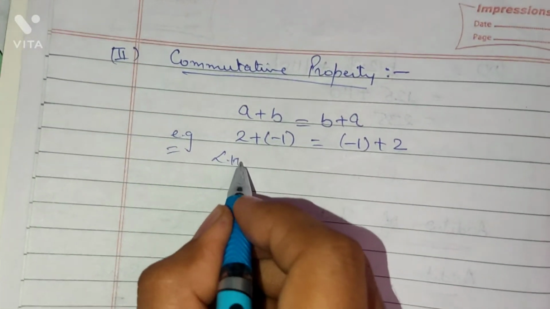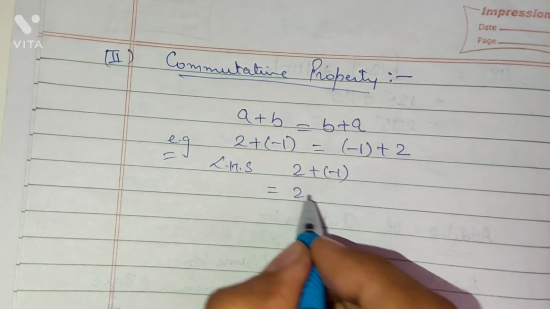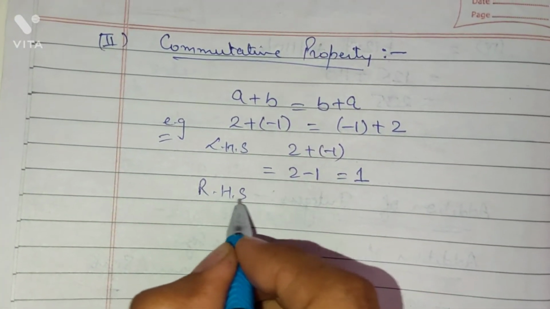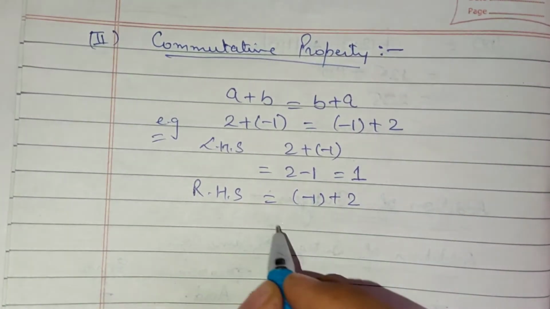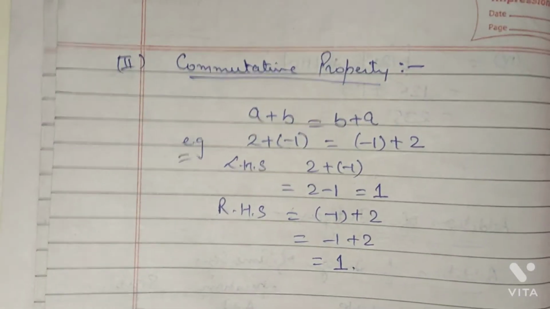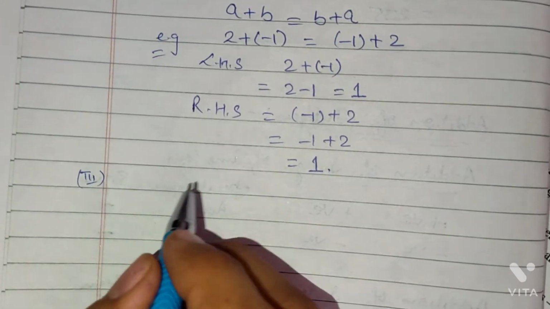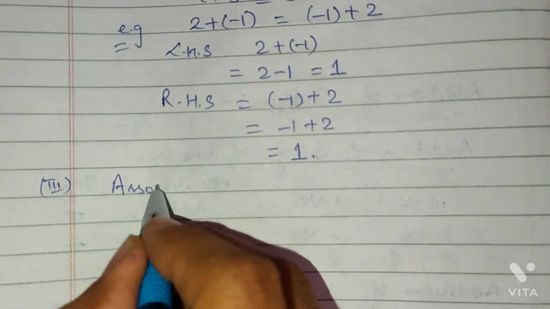I am taking an example, 2 plus minus 1, and again changing the order, minus 1 plus 2. In the left hand side the result is 1, in the right hand side the result is also 1. So it means if we change the order of the numbers for adding, then it would not affect our result.